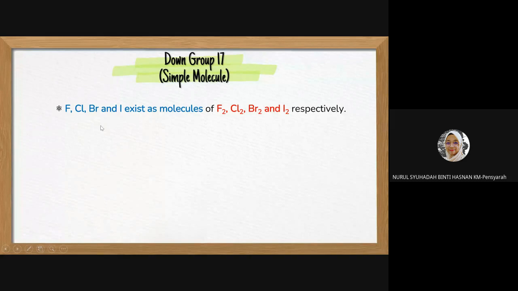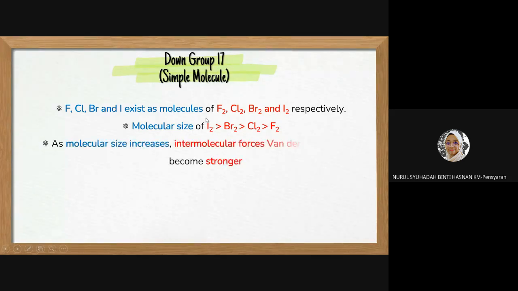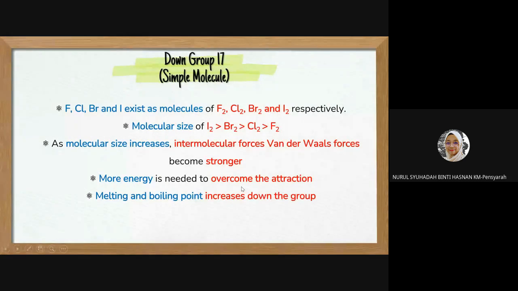Dalam group 17 tadi macam saya beritahu, it's a simple molecule. So awak akan nyatakan fluorine, chlorine, bromine and iodine exist as molecules of F2, Cl2, Br2 and I2 respectively. So the molecular size, kita cerita tentang molecular size dekat sini. So I2 is bigger than Br2, Cl2 and F2. So kiranya dekat sini I2 ni yang paling bawah tadi lah down the group. Okay, so kita kata as molecular size increase, the intermolecular forces of van der Waals forces becomes stronger. So more energy needed to overcome the attraction. So melting and boiling point increase down the group. Macam yang saya terangkan tadi.